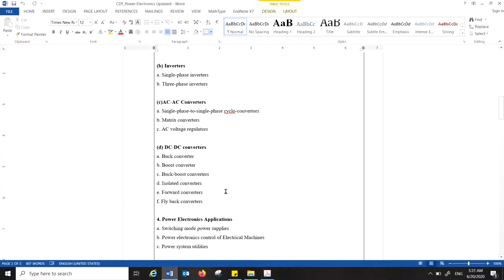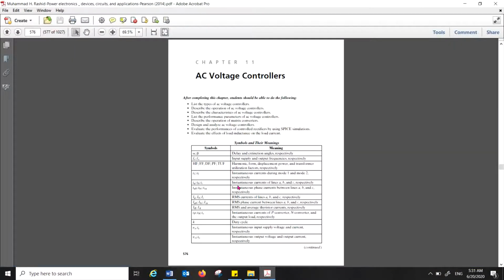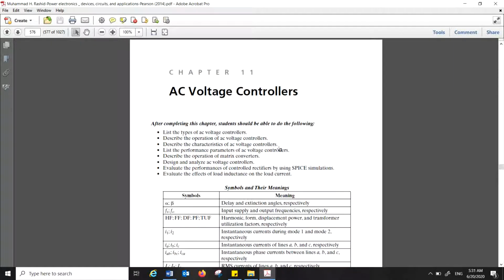Let's come back to the first. We go for the AC to AC converters in this class. Okay, let's start. It's chapter 11 from the book of Rashid. The chapter is arranged to list the types of AC converters or controllers, their operations and characteristics, and it will also evaluate the performance parameters of each of the controllers.